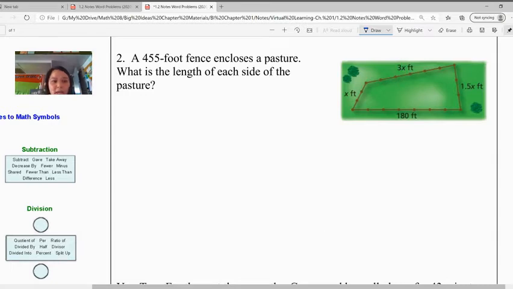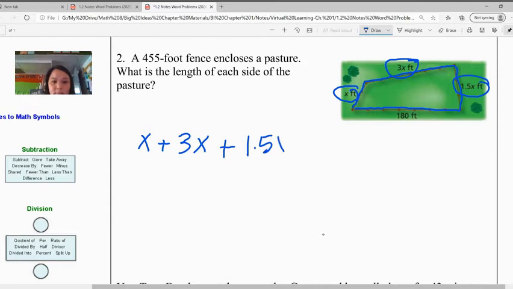We know that the total perimeter all the way around this pasture is equal to 455 feet. So let's go ahead and calculate. This side is x feet, so that's x. Then we have 3x, and then we have 1.5x, and then we have 180 feet, so the length of that side is 180 feet. If we add them all together, it's going to be equal to 455 feet.